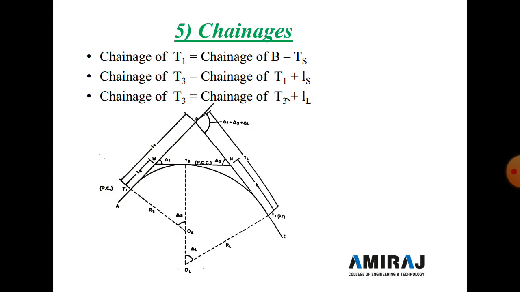Next and last is the chainage. The chainage of T1 is the chainage of B minus TS. The chainage of T3 is the chainage of T1 plus LS, and the chainage of T2 is the chainage of T3 plus LL. So the chainage of T2 is the summation of T1 with both the LS and LL values.